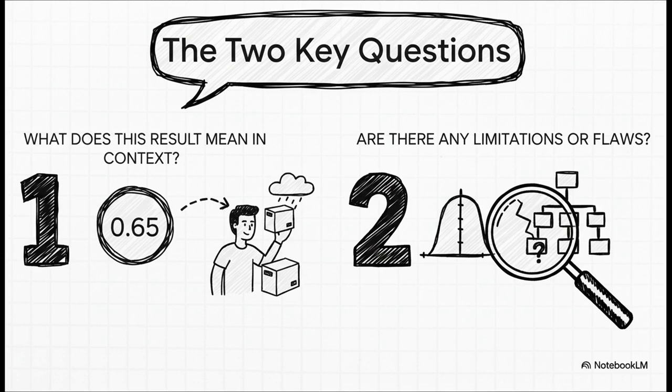And second, and this one is the big one, what are the flaws here? Did I just assume these events were independent? Is a normal distribution really the right model for this data? Could there be some kind of bias in how this data was collected? Answering these 2 questions, that is what excellence sounds like on paper.